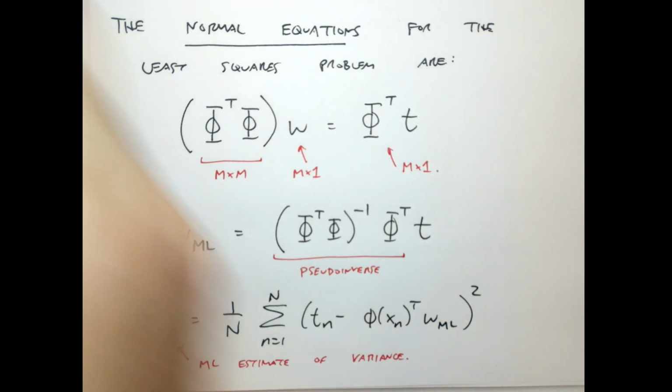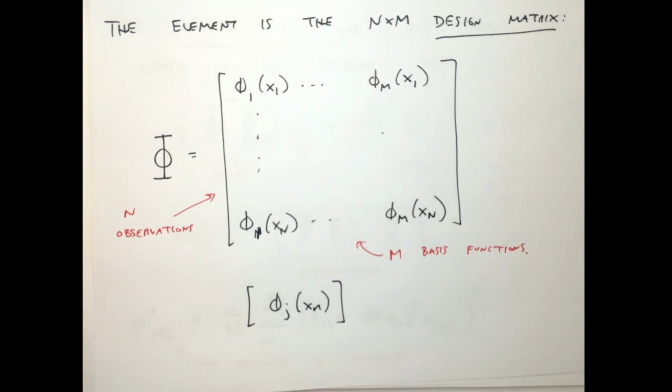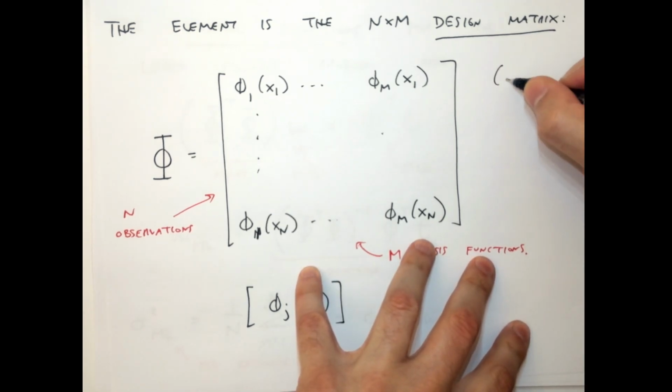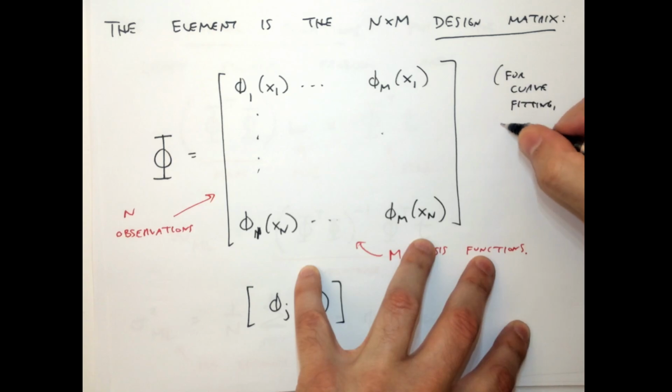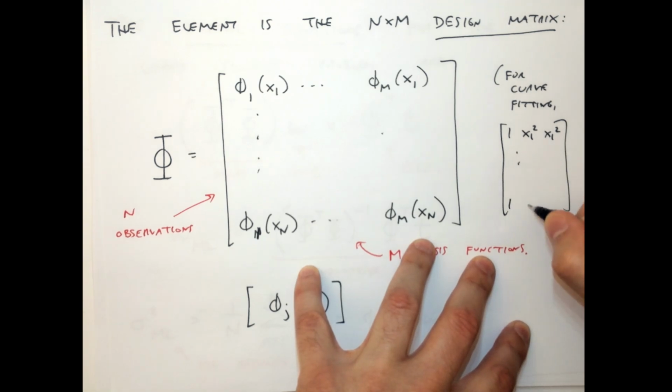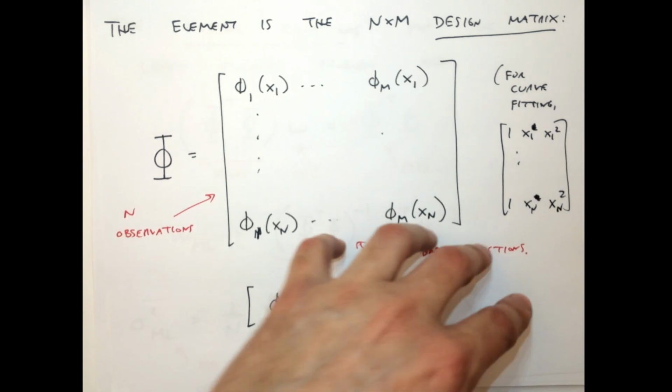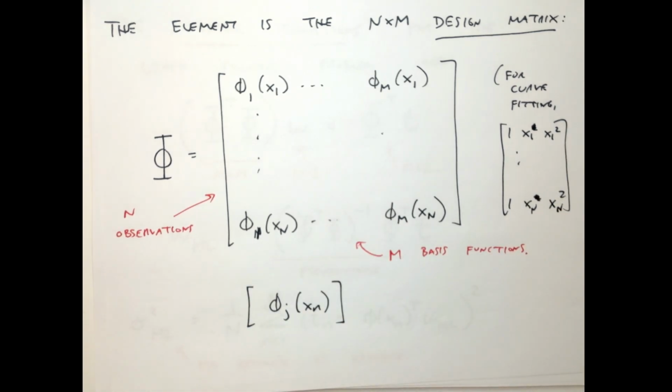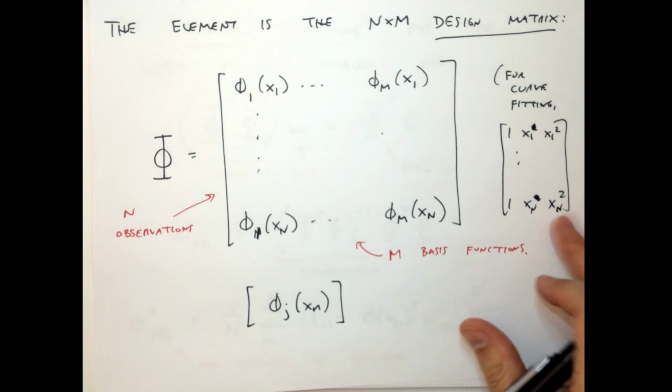So again, let me just remind you that for your curve fitting, you made a matrix that looked like 1, x1, x1 squared, and so on down to 1, xn, xn squared. So if I was fitting a quadratic function to some points, I would build this n by 3 matrix that contained the polynomial terms for each of my observations, right? So you already did this, in code.